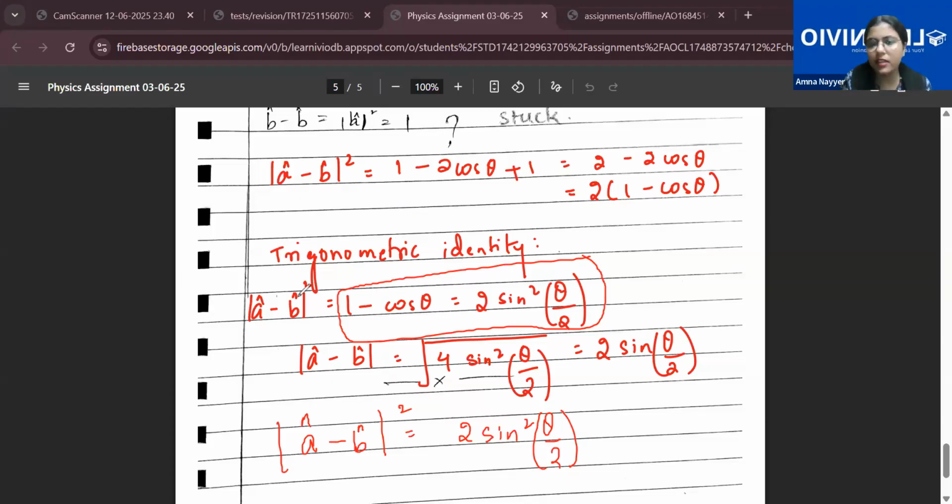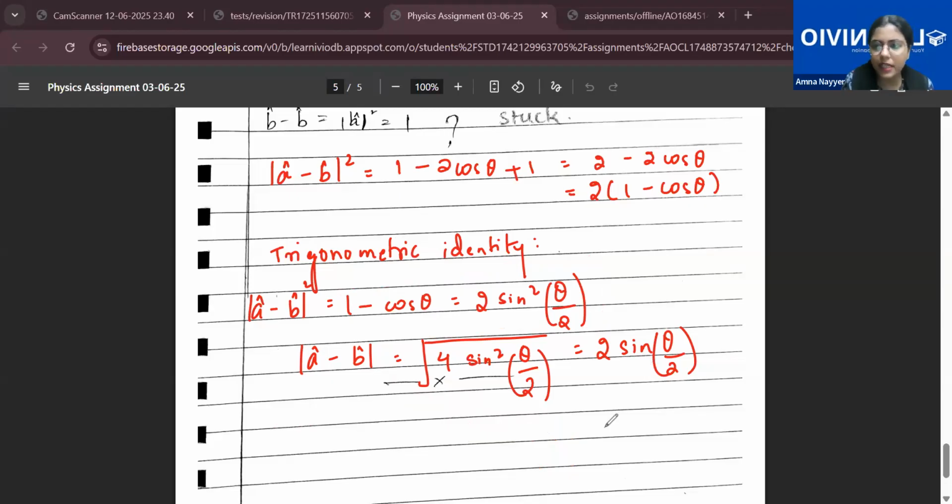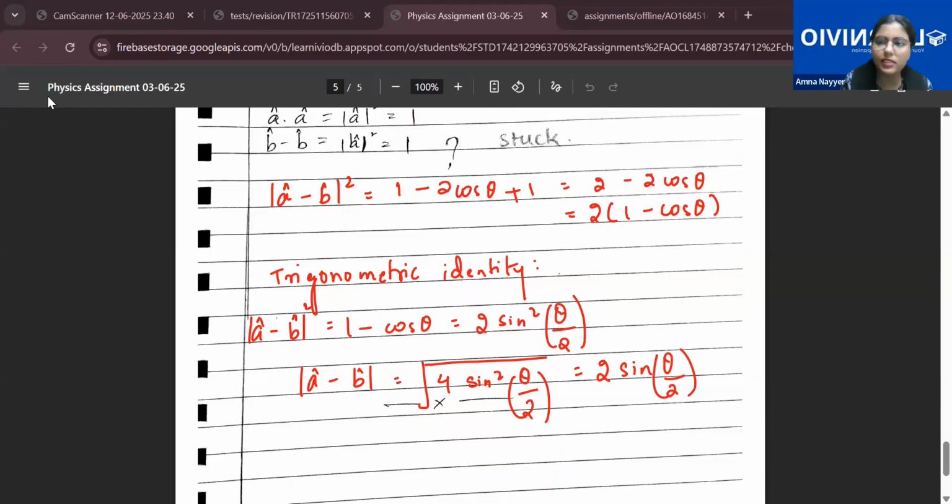So Simra, I've written it in your paper. Neha, you copy it. Simra, you'll find it in your assignment directly. Neha, you just copy, then we'll start with cross product.